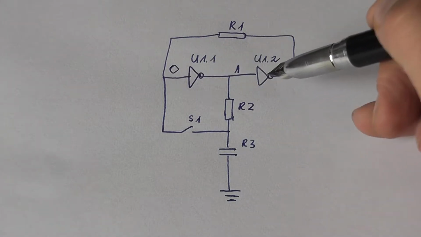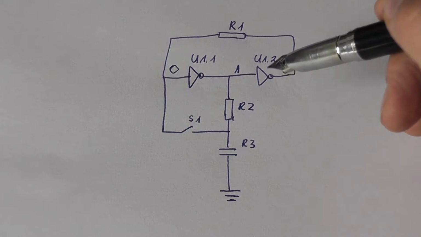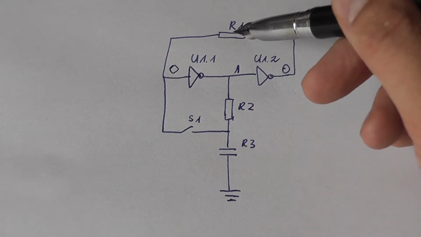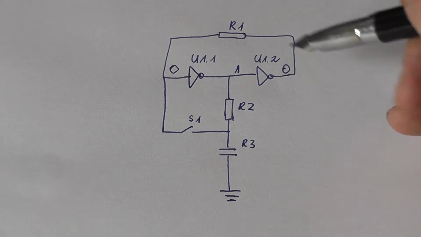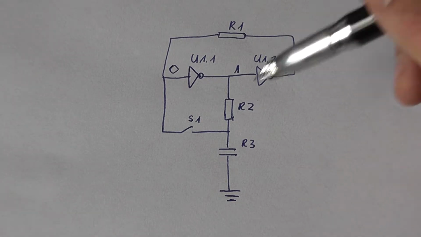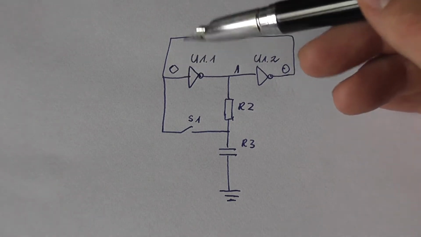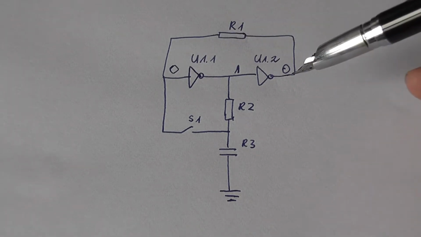We have two inverters, one is strong and one is weak. Why is this one weak? Well, it has a resistor in series with its output, which limits the drive current of this inverter. In steady state, let's say our steady state is low voltage here, high here and low here.